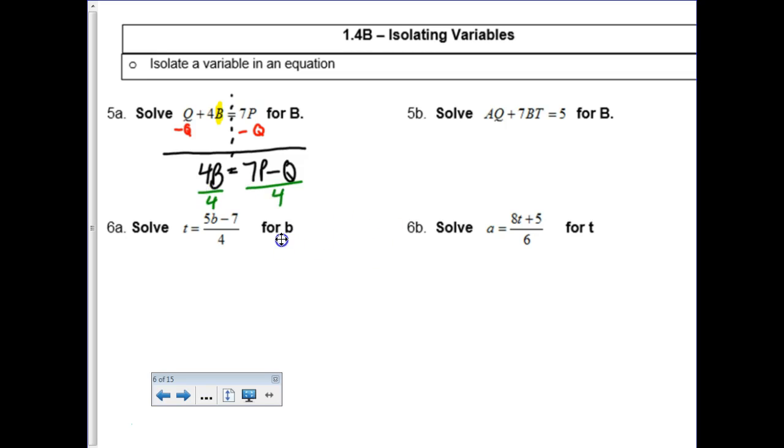Now, I'm running out of room and time, so normally I'd have you rewrite B equals 7P minus Q over 4. I'm going to skip that step, but I would like you to continue to do that on your test.